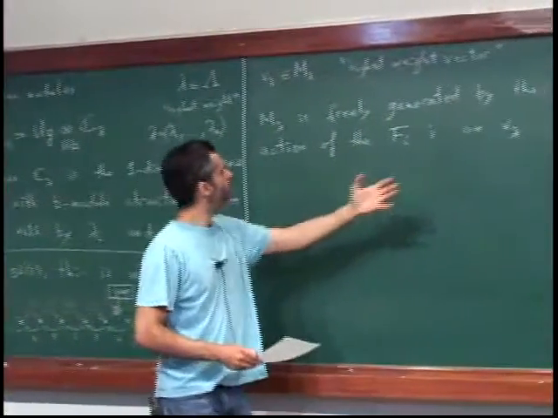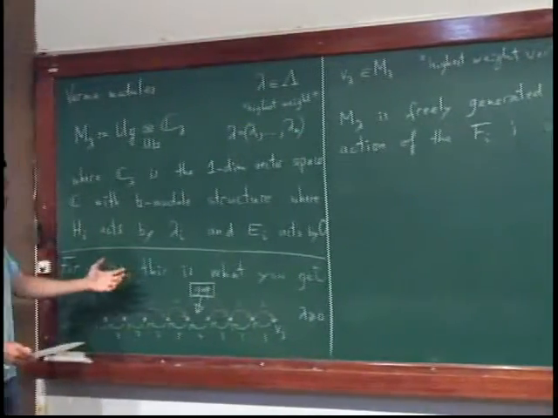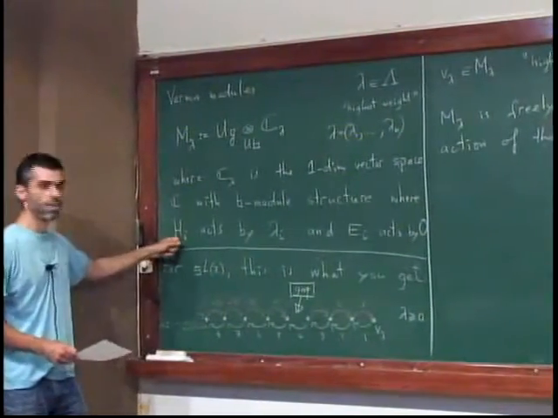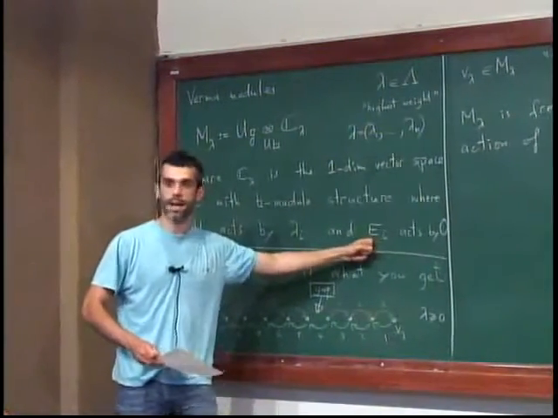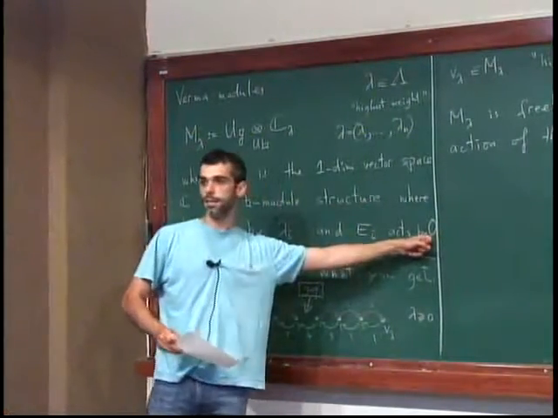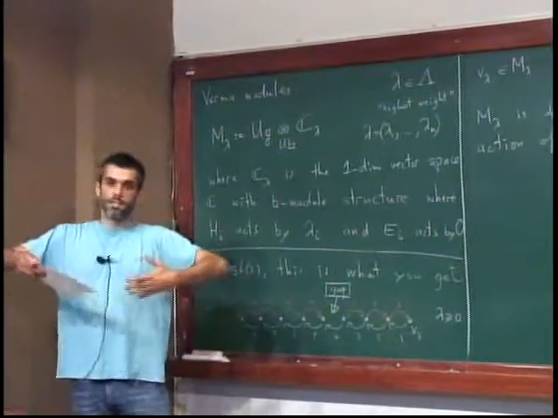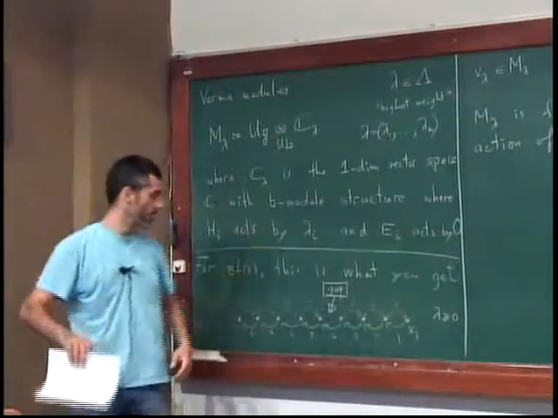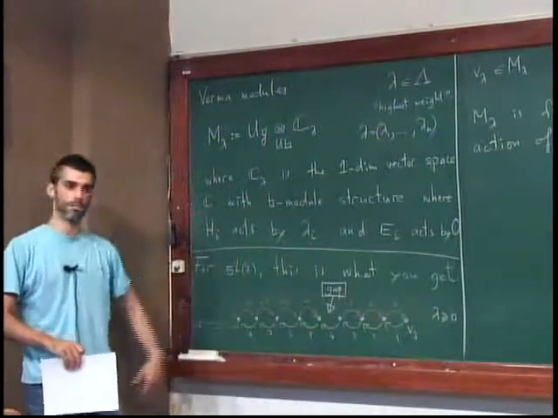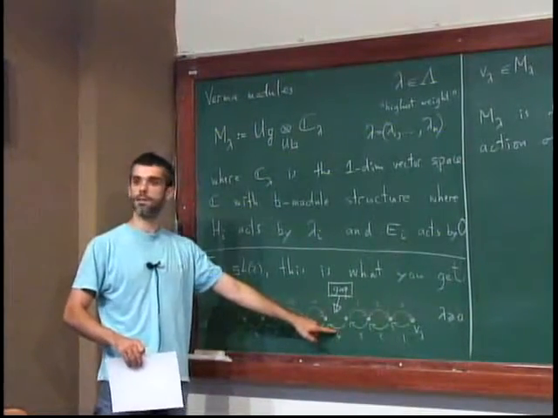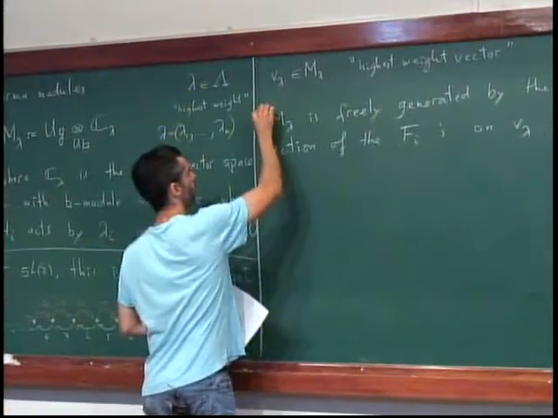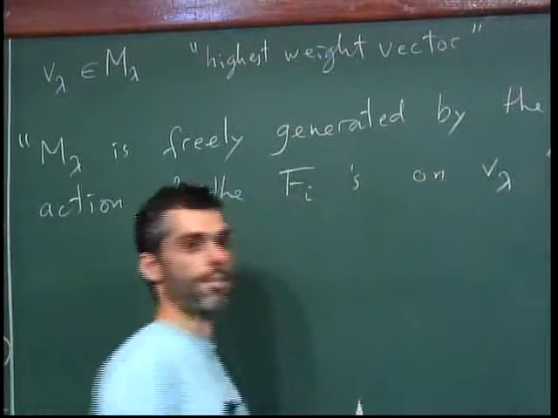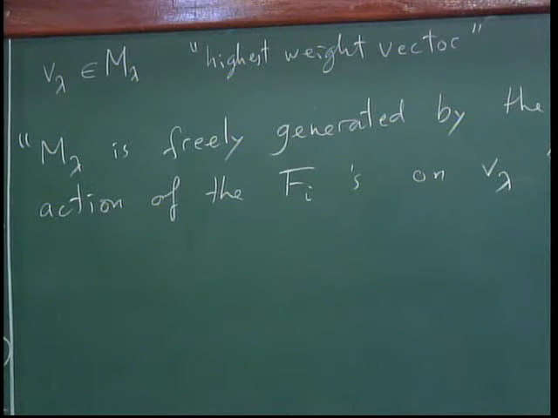So the action of the H's has been prescribed. Hi acts on V lambda this way. The action of the E's has been prescribed. E acts on V lambda that way. And the other stuff does as much as it can. If there's nothing that forces it to be 0, it will not be 0. And here there's nothing that forces it to be 0, so it's not 0. Let me put it in quotes, as this is not something very mathematically precise.